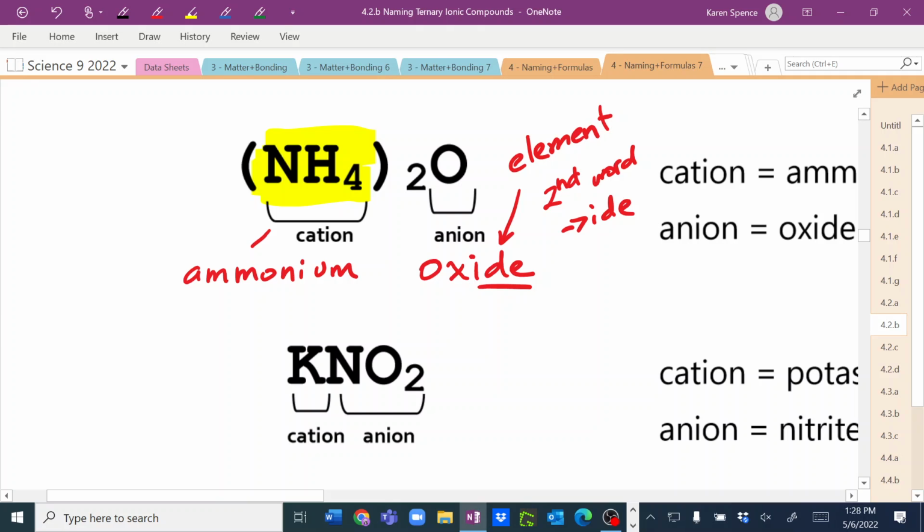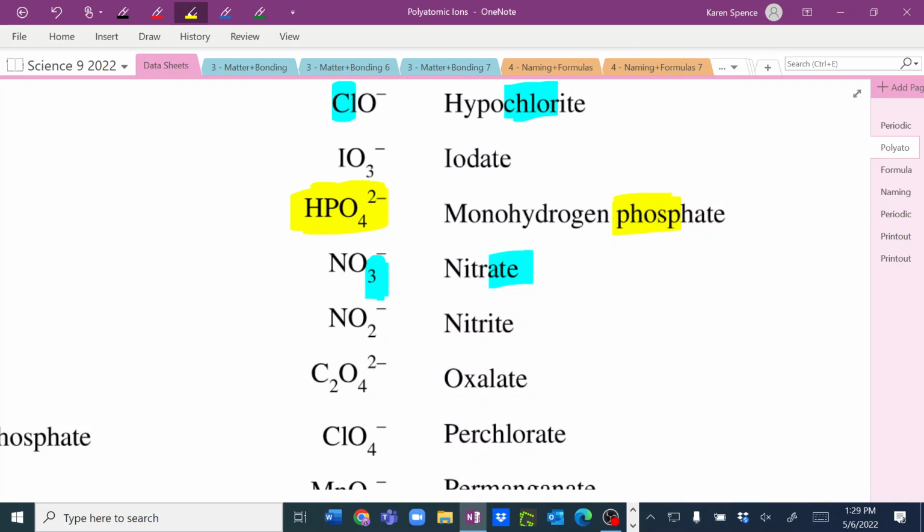Earlier on, we had NO3, and that was nitrate. Now we have NO2, which is nitrite. If you like seeing patterns in things, the one that has more oxygens is going to be the -ate, and the one that has fewer oxygens is going to be the -ite. You'll see the same pattern in phosphate, which has 4, and phosphite, which has 3 oxygens. You'll see it in sulfate, which has 4 oxygens, and sulfite, which has 3 oxygens.